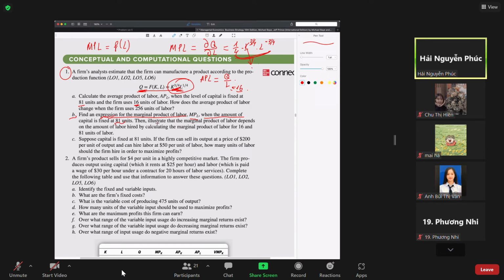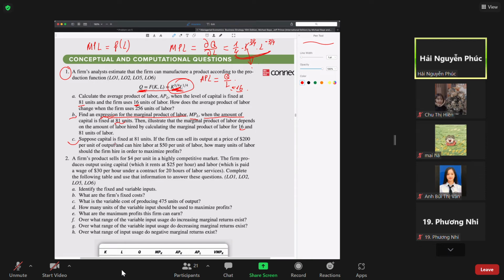And then they ask you to illustrate that the marginal product of labor depends on the amount of labor by calculating the marginal product of labor for 16 and 81. So then you simply plug in L equals 16, then L equals 81. Right. Now the question C.